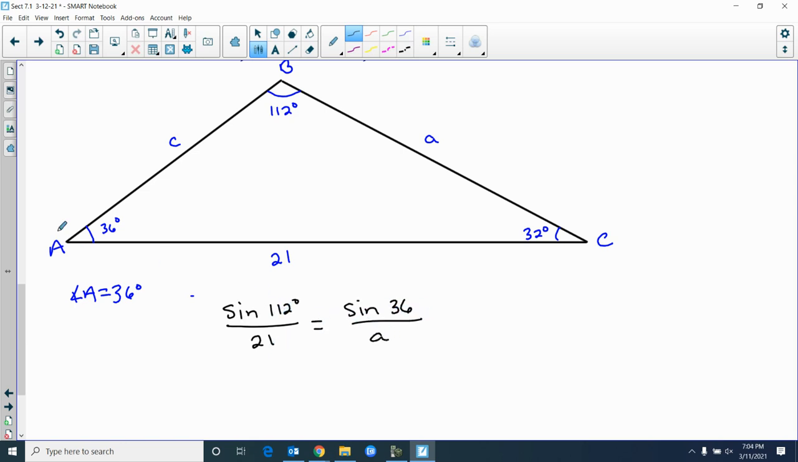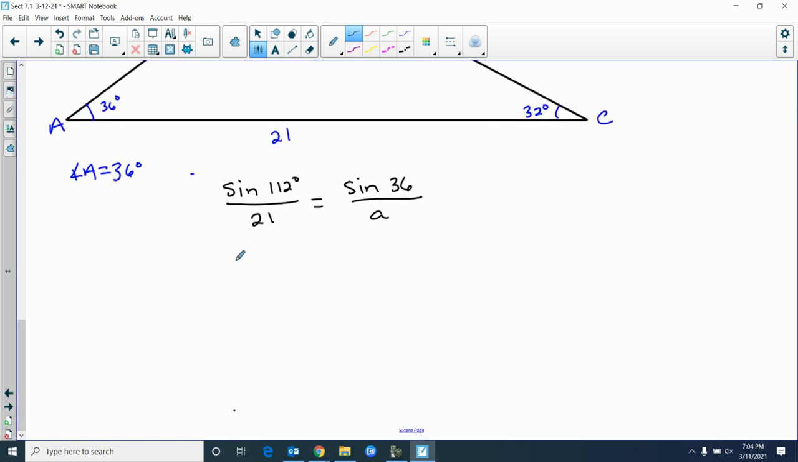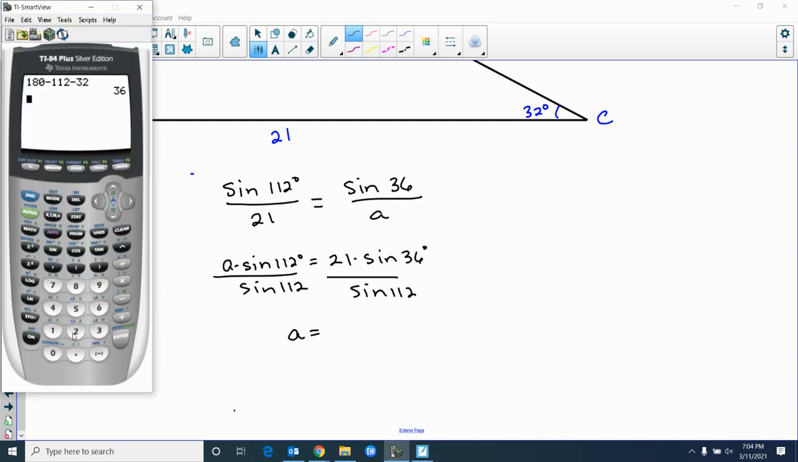Well, at this point, all you have to do is cross multiply and solve. A times sine of 112 equals 21 times the sine of 36, divided by sine of 112. And we get A equals, what's that going to be? 21 times sine of 36 divided by, oops, that was not divided by.